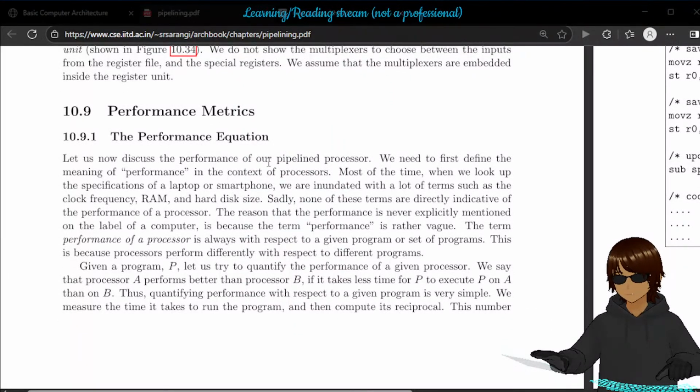Let us discuss the performance of our pipeline processor. We first need to define the meaning of performance in the context of the processor. Most of the time, when we look up the specifications of a laptop or a smartphone, we are inundated with a lot of terms such as the clock frequency, RAM, hard disk size. Sadly, none of these terms are directly indicative of the performance of a processor.